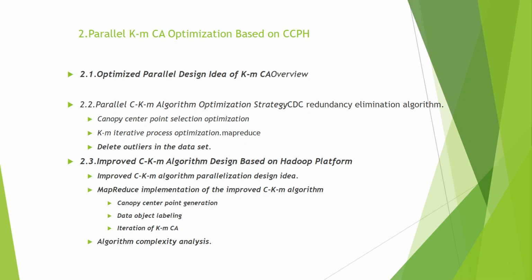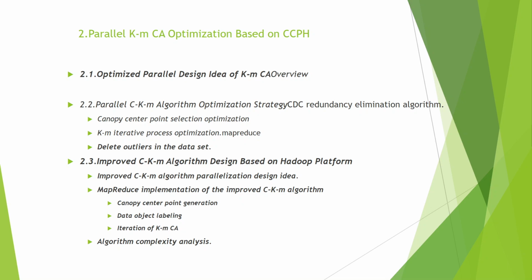Data object labeling. To label the input data objects, this class only needs to implement the mapper class. First, use the setup function to read the file storing the Canopy center points. The map function reads the input data file line by line, treats each line as a data record, and calculates the distance from the data record to the center point of each Canopy. If the distance is less than T1, then mark the corresponding Canopy cluster to the record, and finally get several Canopy clusters corresponding to each data object.